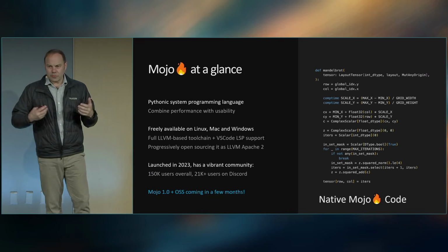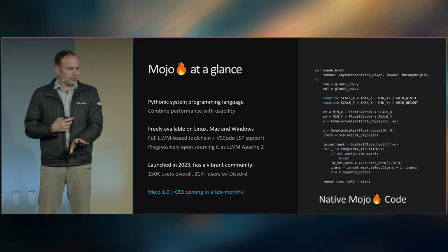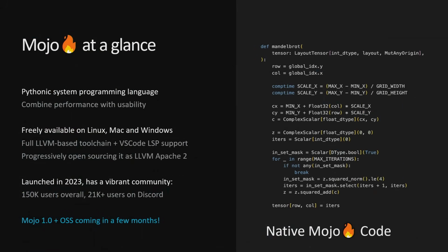When you start at the bottom of the stack, you have the GPU. A lot of people think about, how do I get a kernel to run fast? How do I get matrix multiplications? How do I get flash attention 4?